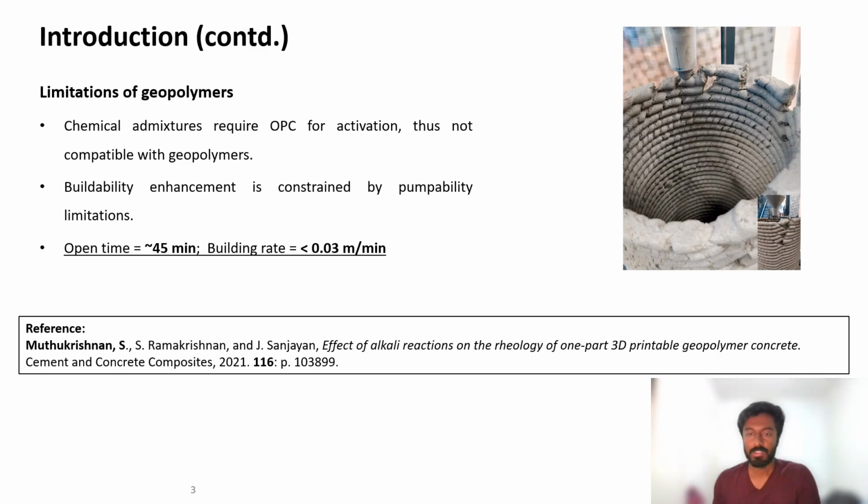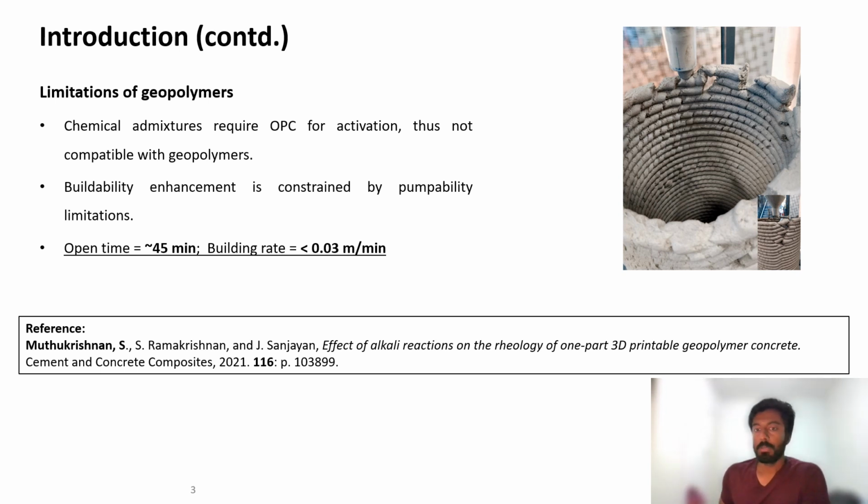So we developed fly ash and geopolymer based printable mixes, and we used them to print structures. When we printed those structures, we found out that there were a lot of limitations with geopolymers. One of the major ones is that chemical admixtures, which are actively used to attain the rheology in cementitious mixes, cannot be used with geopolymers. For instance, admixtures like superplasticizer, set retarders, and set accelerators cannot be used in geopolymers because these admixtures require OPC for activation, and geopolymer doesn't have OPC in it.